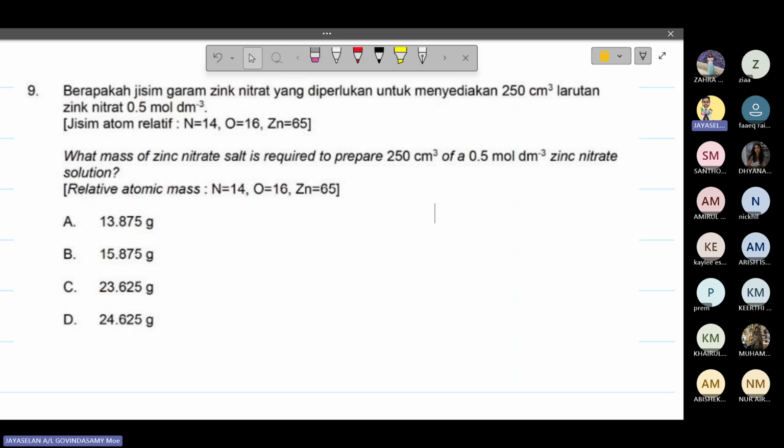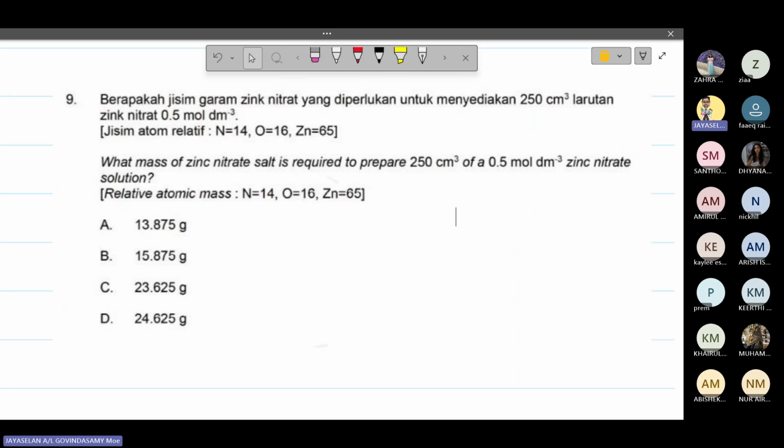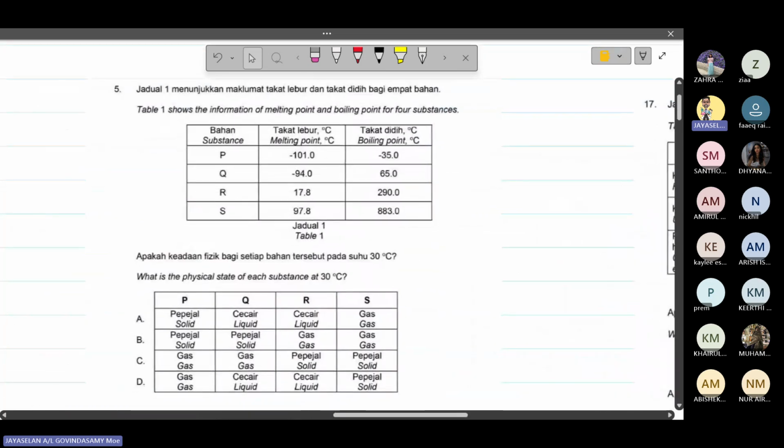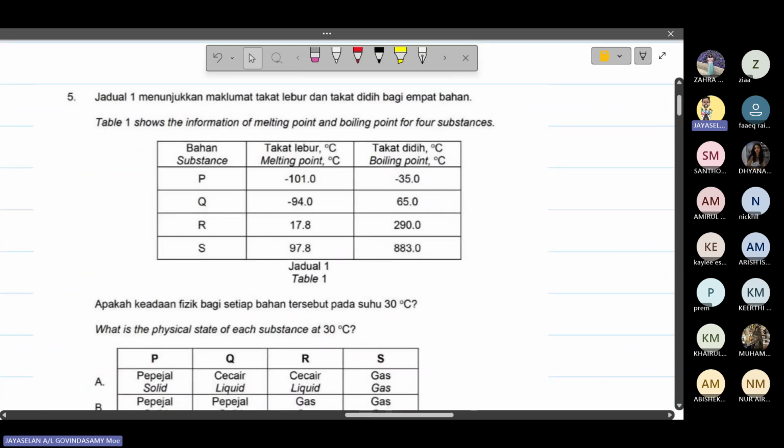Oh, the answer is B. Okay, check ya. Okay, we discuss together these 3 questions. So far this question tak pernah keluar exam. This is last year trial paper.